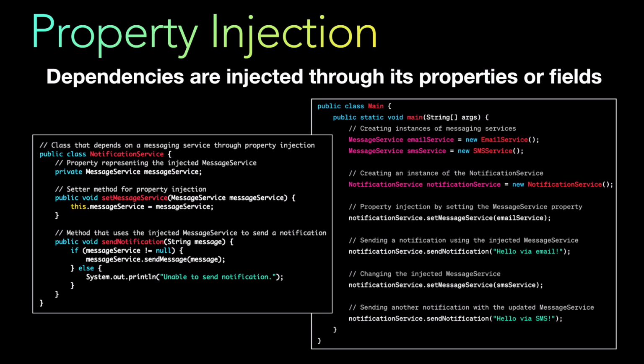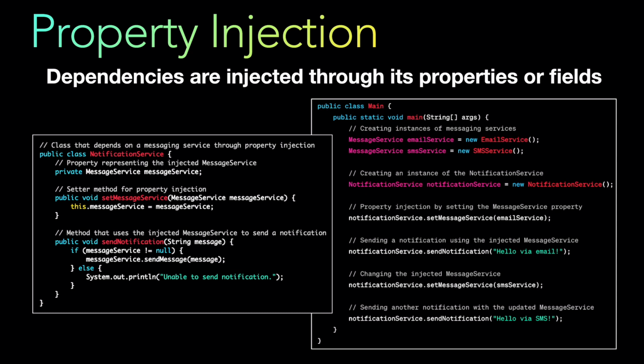But again, the magic happens in the notification service. The notification service in this case has a private message service property, and a setter method like setMessageService is provided for the property injection. The send notification method uses the injected message service to send the notification.